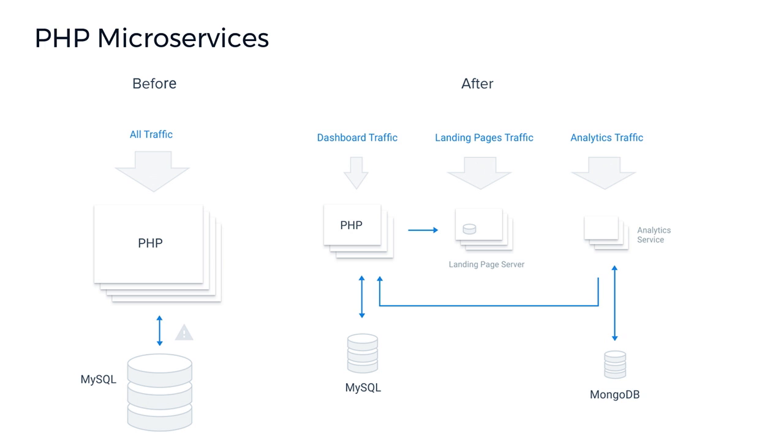As you see on this diagram, after the transition, our core application was smaller. The database was smaller too, and it had to handle less traffic. And most of our traffic was directed to lightweight, dedicated, and auto-scaled microservices.